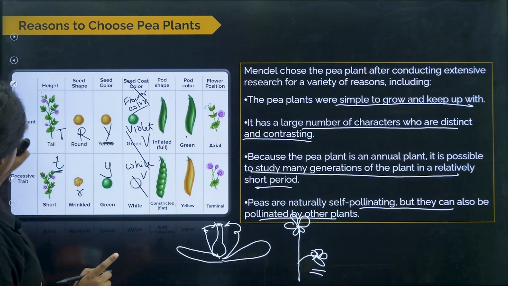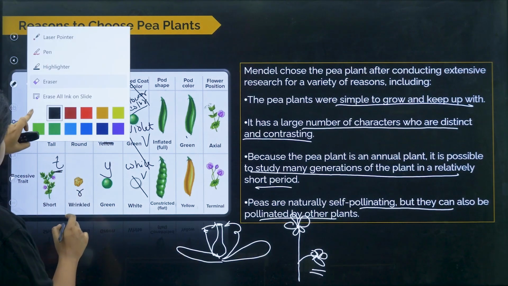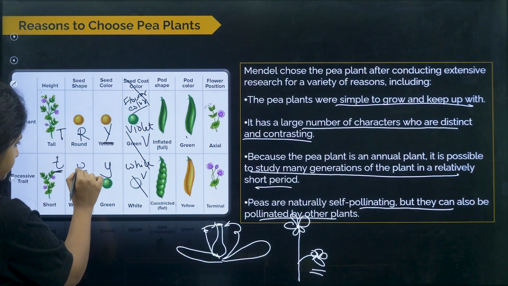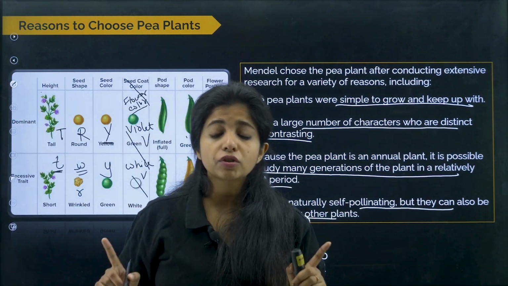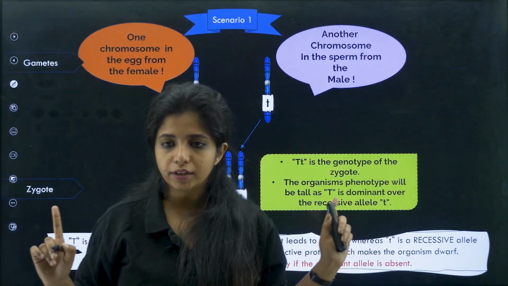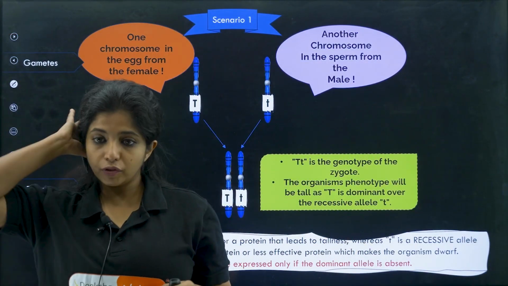In the case of round and wrinkled, sometimes small w is also being used, so do not be worried. Accordingly you have to understand, but whenever you say capital letters, just understand it is a dominant trait. Fine. Now let's see what he did with the monohybrid cross.